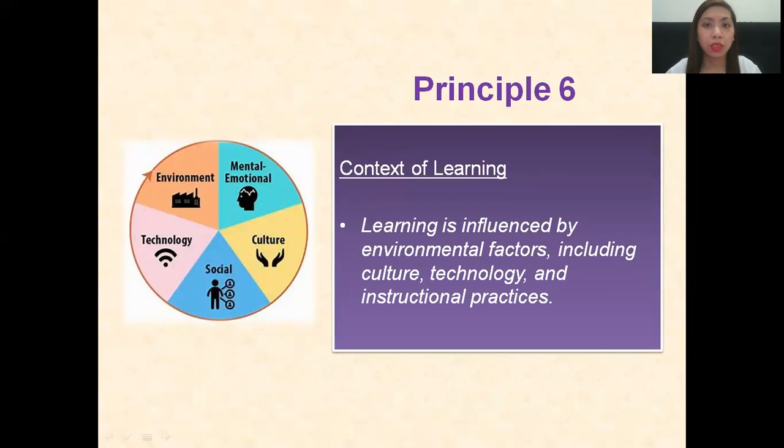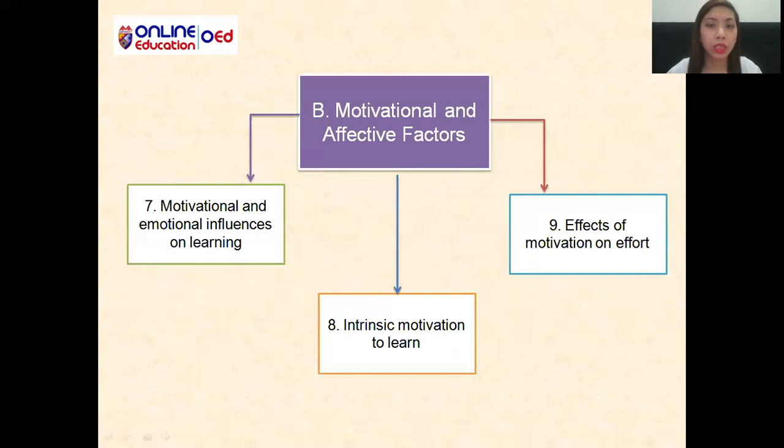Principle 6 is the context of learning. Learning is influenced by environmental factors, including culture, technology, and instructional practices. Cultural influences on students can impact their motivation, orientation toward learning, and ways of thinking. Technologies and instructional practices must be appropriate for the learner's level of prior knowledge, cognitive abilities, and their learning and thinking strategies.